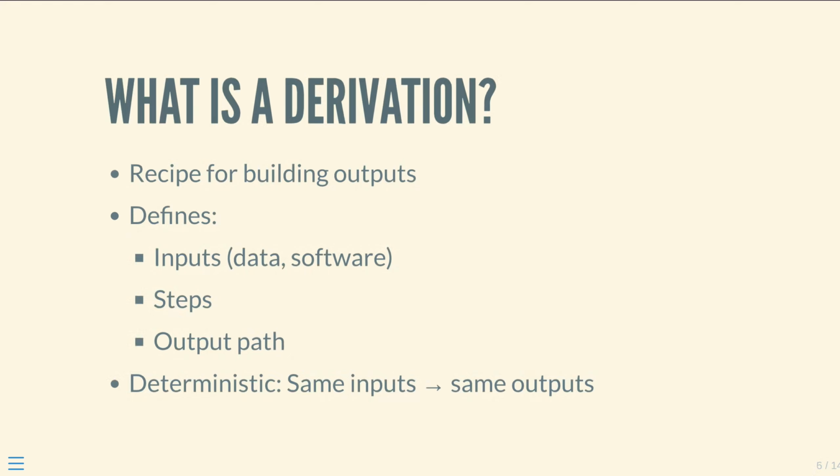So what is a derivation? A derivation is essentially a recipe for building outputs. It defines the inputs, which can be data or software, it defines the steps, and it defines the output path, so where the derivation is going to store the results. It is entirely deterministic, meaning that if you give the same inputs, you will get the same outputs.